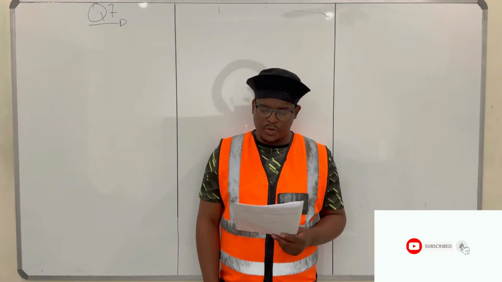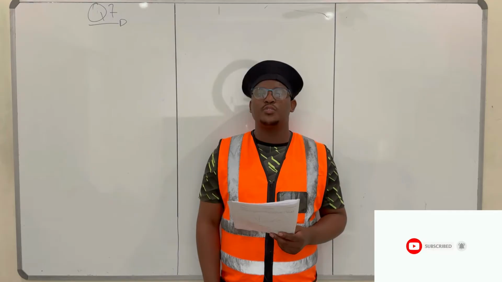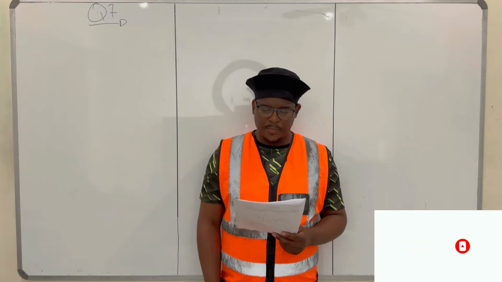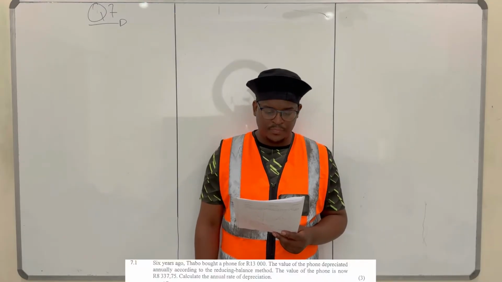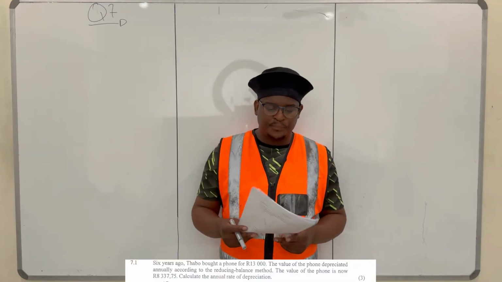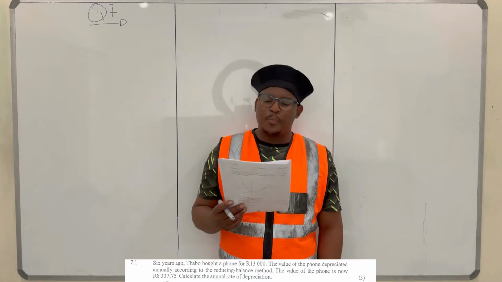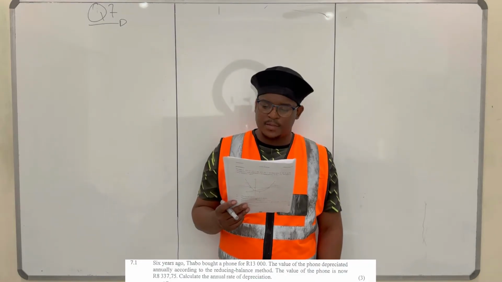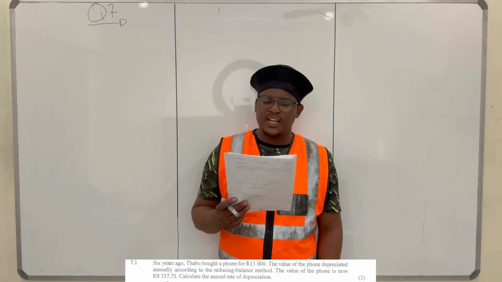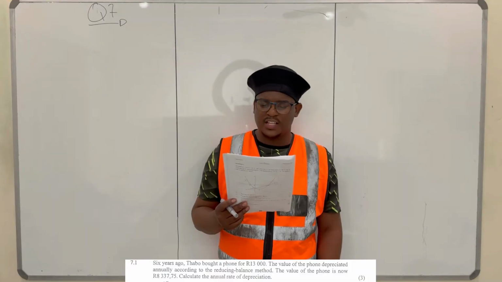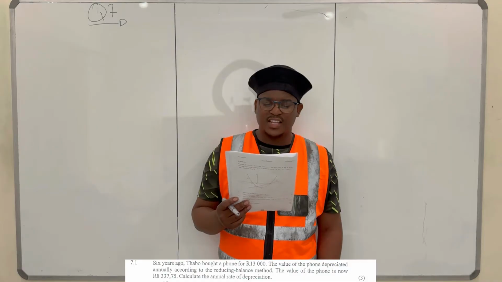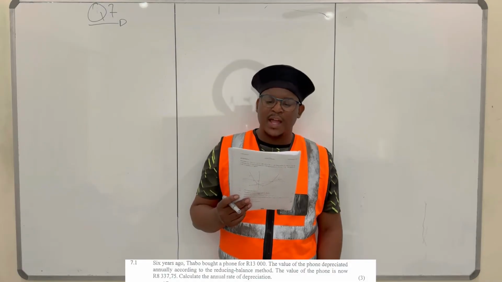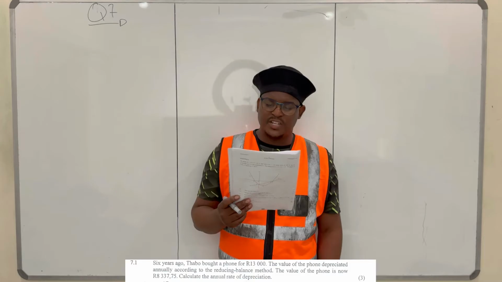So in this video, we're doing question 7 of May, June 2024 question paper mathematics paper 1. The topic is financial mathematics. So let's go. 7.1. 6 years ago, Tabo bought a phone for 13,000 rands. The value of the phone depreciated annually according to the reducing balance method. The value of the phone now is 8,337 rand 75 cents. Calculate the annual rate of depreciation.